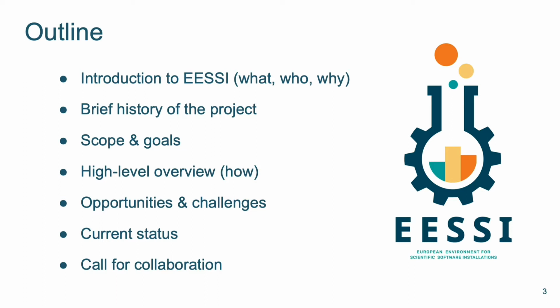Here's the outline of this talk. I will introduce you to the EasyBuild project, explain what we do, who is involved, and why we are doing this. I'll briefly cover the history of the project and talk about the scope and goals we have. We'll take a look at how the project is structured and how we plan to achieve the goals we have in mind, and which opportunities and challenges this brings. At the end of the talk, I'll give an overview of what we have done so far, and I'll try to motivate you to collaborate with us.